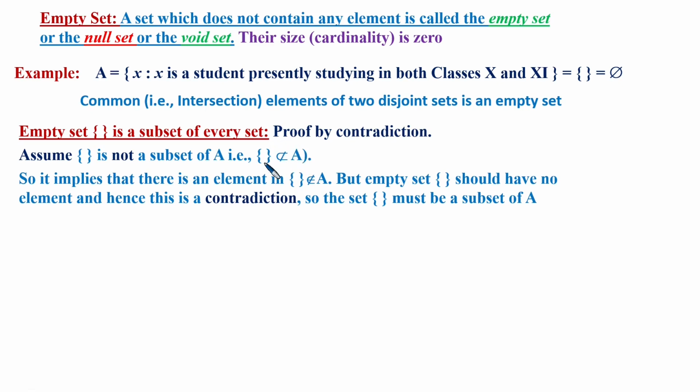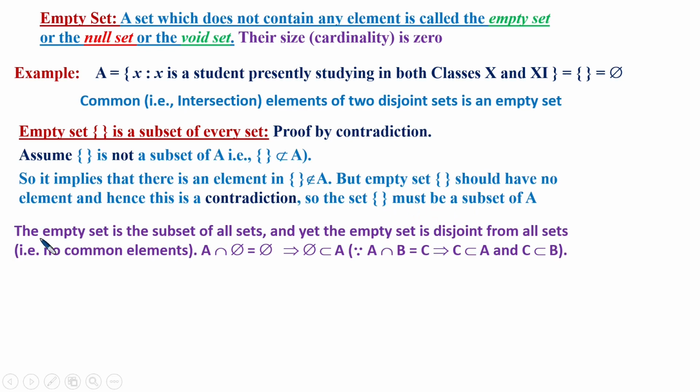We start with this. Here it means that there is some element which does not belong to A. But if I say that there is some element, then it is a contradiction, because the empty set should not have any element. So it implies that there is an element in this empty set which does not belong to A, but the empty set should have no element, and hence this is a contradiction. So the empty set must be a subset of A, because it contradicts our first assumption that it was not a subset. Since it is contradicting, I say therefore this should be a subset of A. The empty set must be a subset of A.